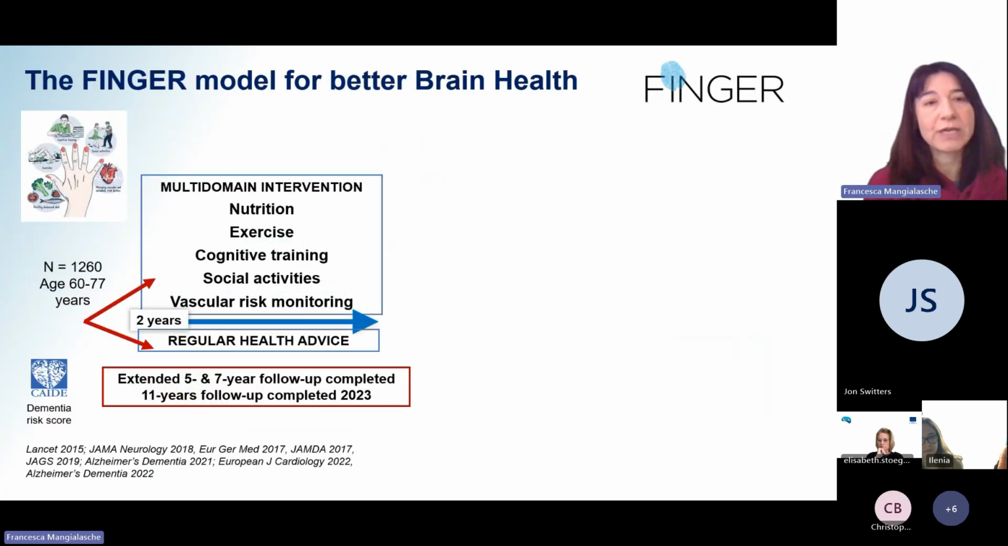When we speak of the multi-domain approach, the FINGER trial has been one of the first proof of concept clinical trials testing this concept. In the FINGER, which stands for Finnish Geriatric Intervention Study to Prevent Cognitive Impairment and Disability, we recruited 1,260 people aged from 60 to 77 living in the community. They were identified by not having substantial cognitive problems and having dementia risk. We used a validated risk score, the CAIDE dementia risk score, which helps to identify people that have modifiable risk factors that are not well controlled.